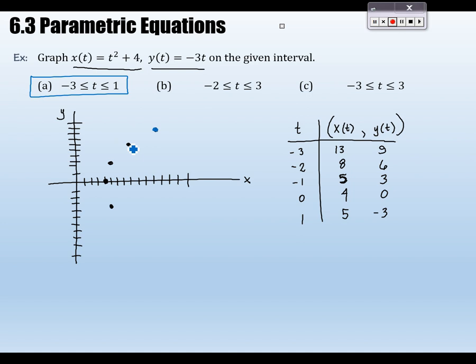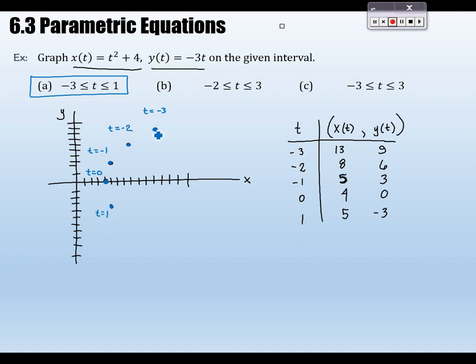So if you start plotting these points, notice it's not obvious from the picture what t was. So you could even write in here if you like. This was when t was negative 3. This was when t was equal to negative 2. This was when t was negative 1, 0, and 1.